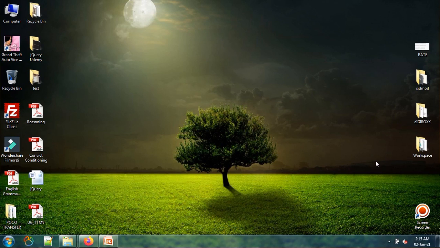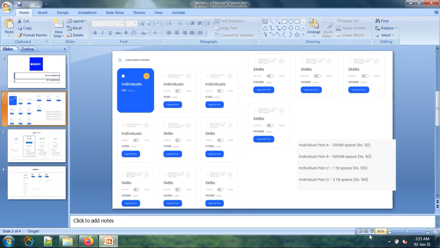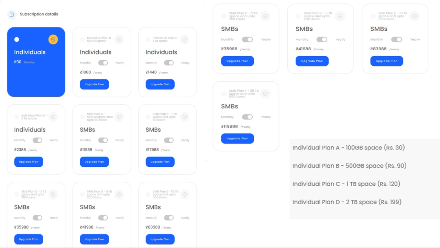So as you have already seen the real rates of Digiboxx cloud in the thumbnail, now I'll move to the practical real-time rates chart, where you will find the exact rate charged by the Digiboxx cloud. So this is the plan you have seen in the thumbnail. It's 100 GB for rupees 30.